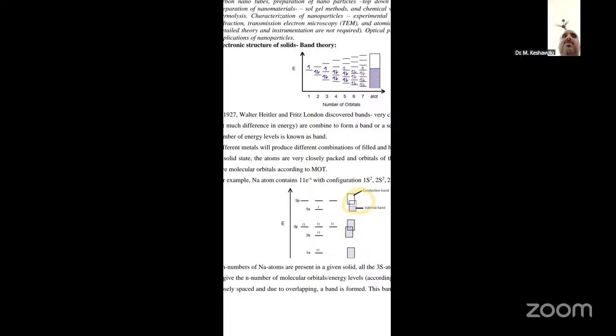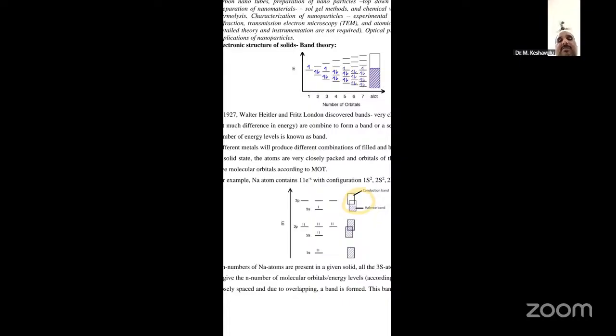Such types of materials are known as conductors. Simply, we have to remember: conductors mean the promotion of electrons from the valence band to the conduction band happens easily when the conduction band and the valence band overlap with each other. Due to this overlapping, valence electrons will easily move into the conduction band.